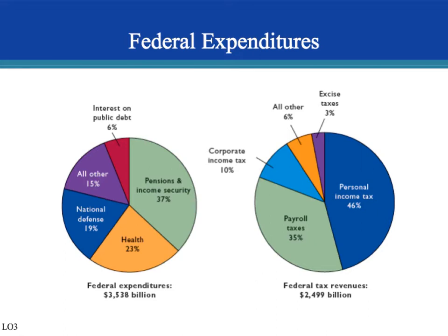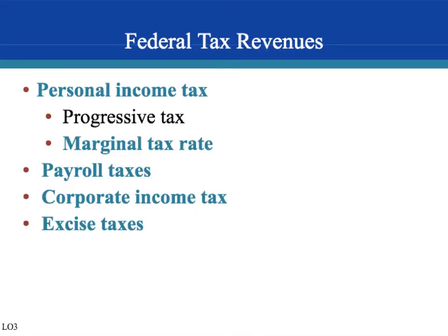And how does the federal government spend their money? Pensions and income security is the biggest portion at 37%. Healthcare, 23%. Defense, 19%. Interest on public debt, because the government technically owes money to anyone owning a government bond. We talked about these in the previous slide, so we'll move on.